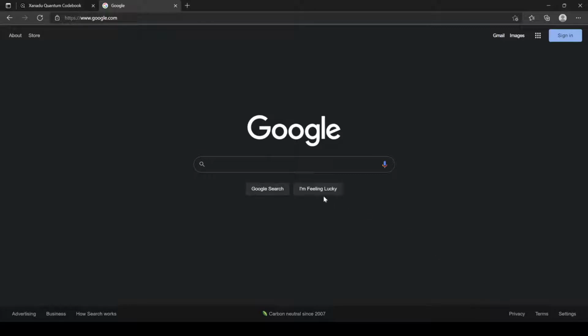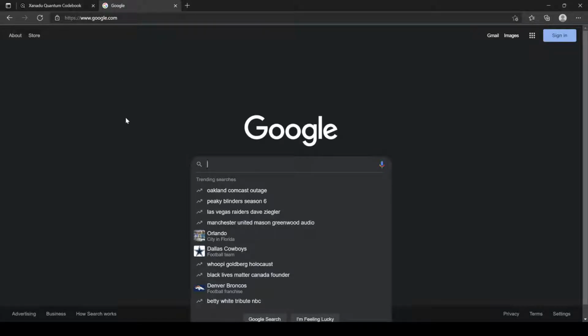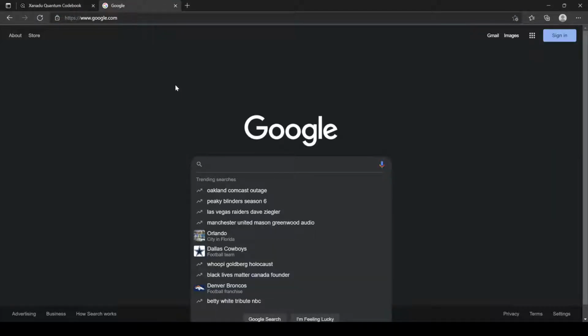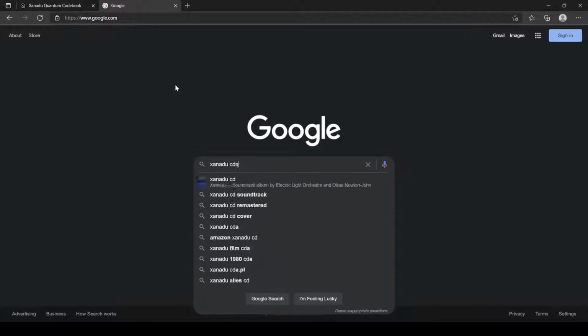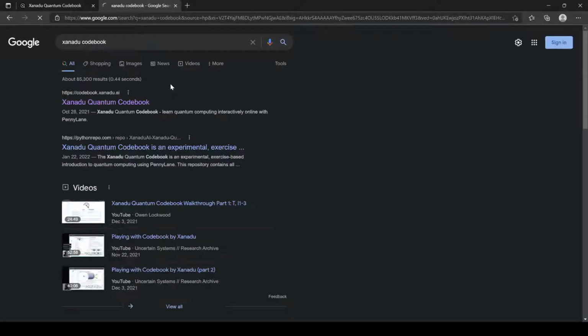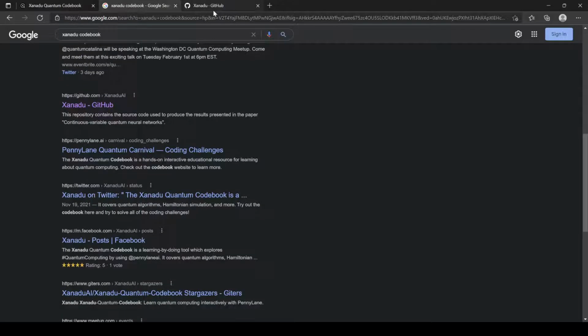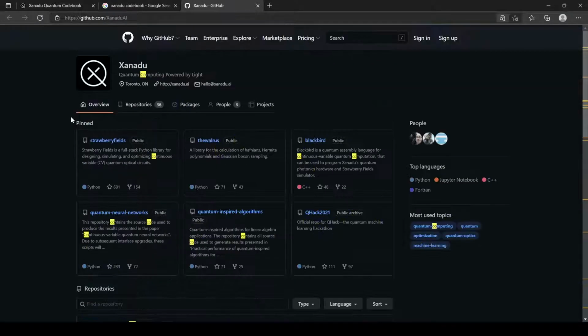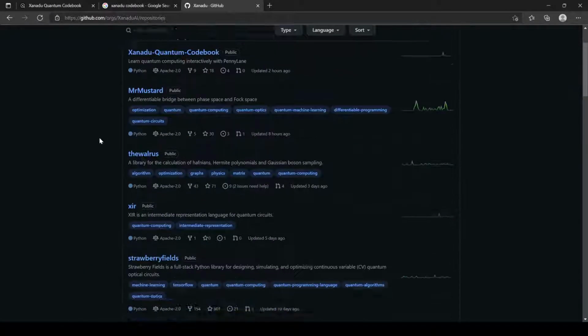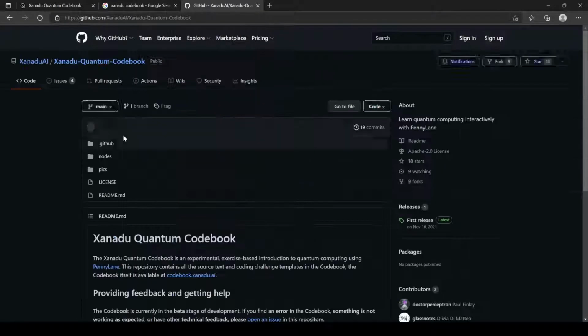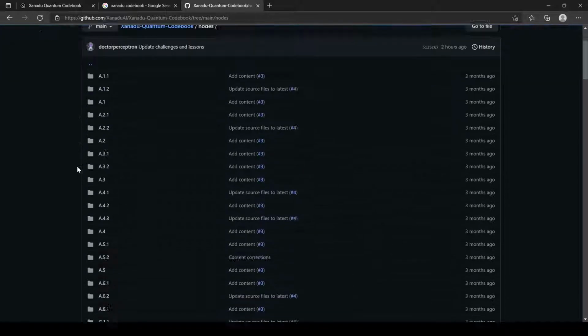Okay, what is going on? My codebook is broke. Let me see what's going on. Let me check their GitHub repository. It's somewhere over here. I know it is. There it is. 2 hours ago.